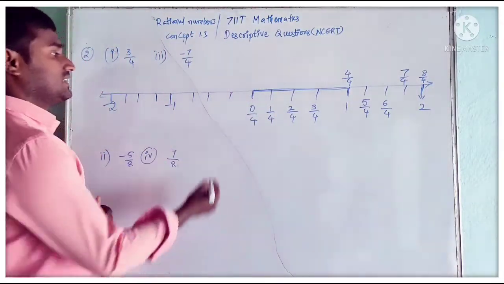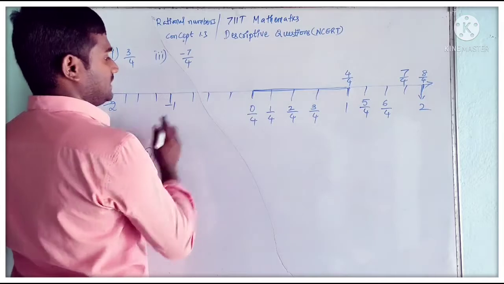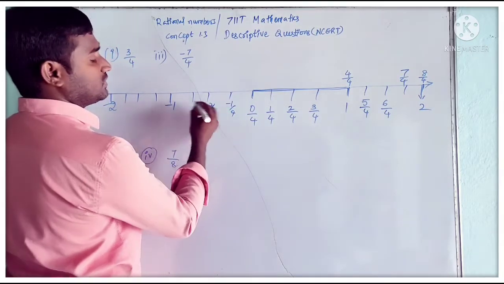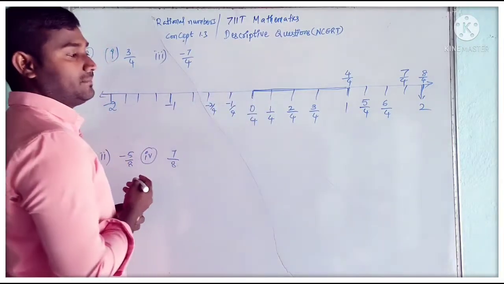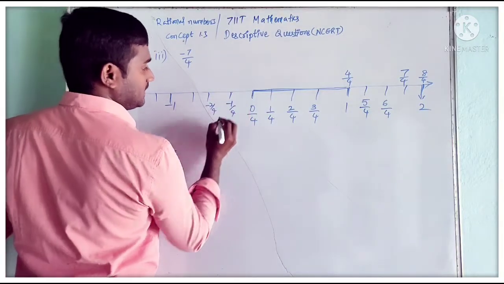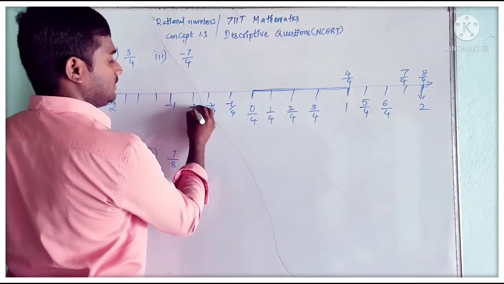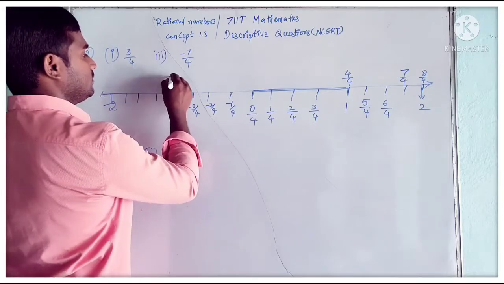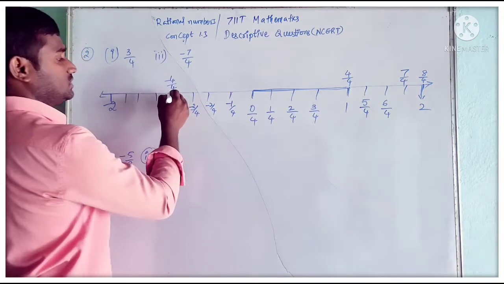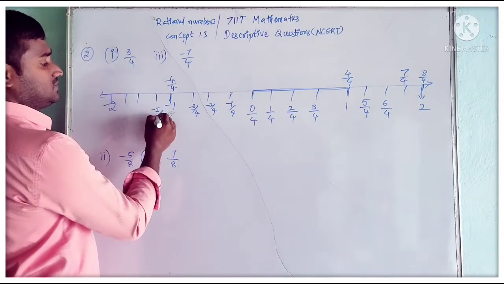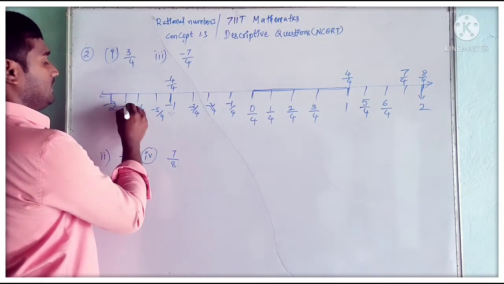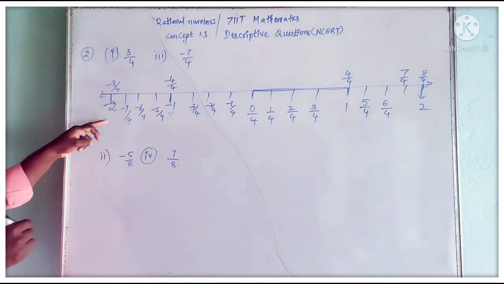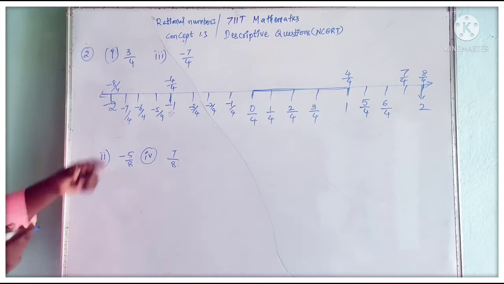And similarly represent in the same manner on the left side also. So this is minus 1 by 4, minus 2 by 4. When you are representing the left side of the number line, we should represent with negative. Minus 1 by 4, minus 2 by 4, minus 3 by 4, minus 4 by 4. Minus 4 by 4 is equal to minus 1, so these two are together. And next minus 5 by 4, minus 6 by 4, minus 7 by 4 and minus 8 by 4. Minus 8 by 4 is equal to minus 2, so minus 2 and minus 8 by 4 are together.